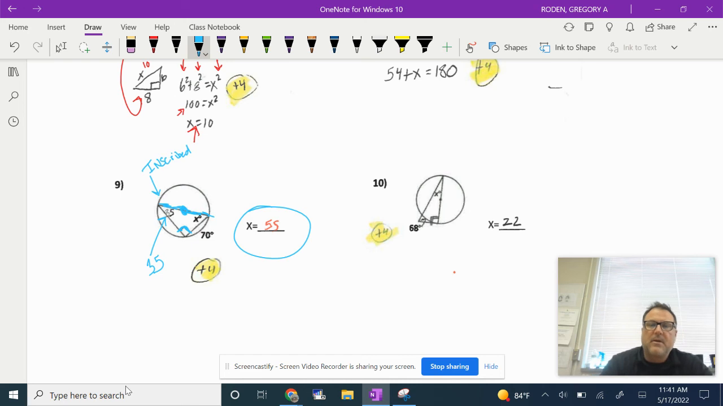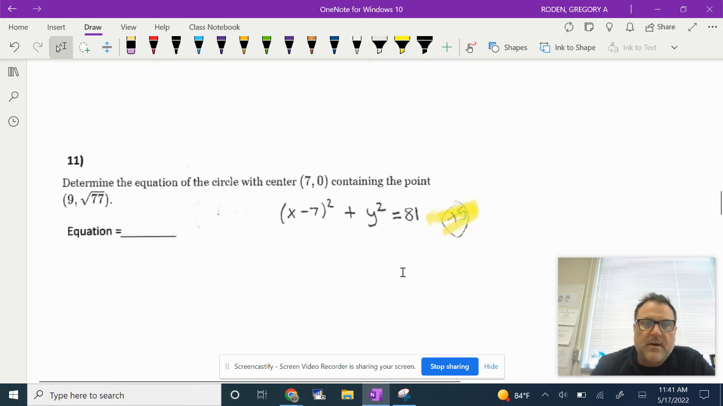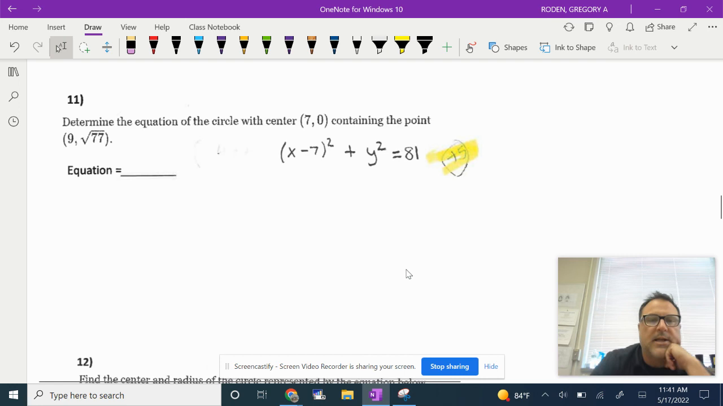Okay? All right, this next one is, we know that this is a right angle because basically we have a radius intersecting at a point of tangency. So that's a right angle. This is 68. So 68 plus x plus 90 equals 180. So that gives us 22. So the whole key here is knowing that that's a right angle because it's a radius that intersects at a point of tangency. All right, the equation of a line.